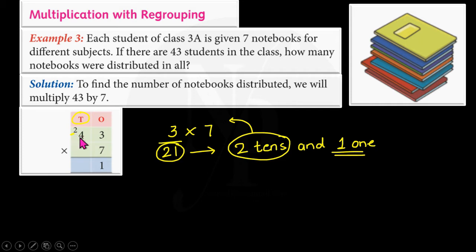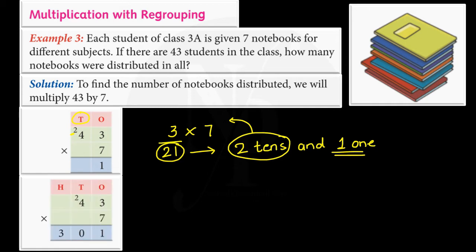Now after multiplying these numbers, 7 and 3, in the next step we will multiply 4 by 7. So let me write here. Now we will multiply 4 by 7. 7 fours are 28. We get 28 after multiplying 4 by 7.